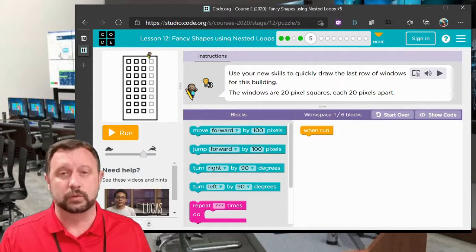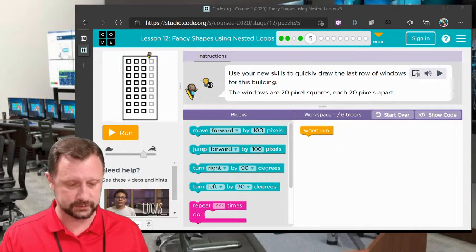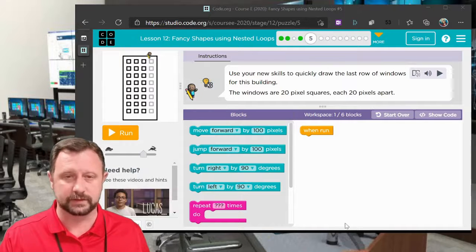In this puzzle, we're going to draw a bunch of squares. It says that the windows are 20 pixels each, and they are 20 pixels apart. You know what I'm going to do? Hold on a second. So when we do that, 20 pixels a piece. Let me turn on this here quick. No, it doesn't show anything.